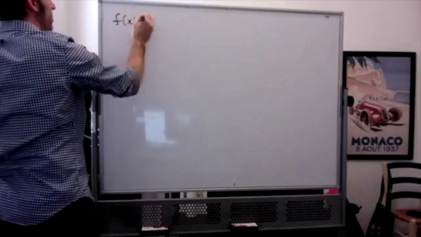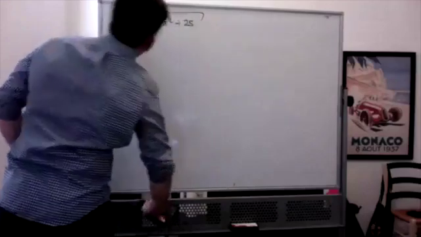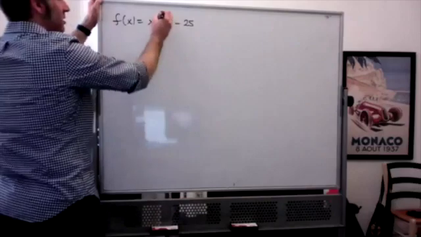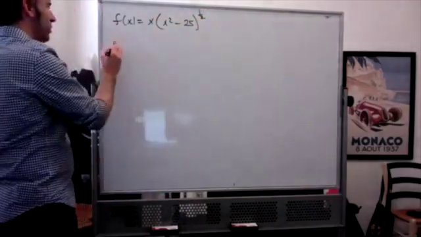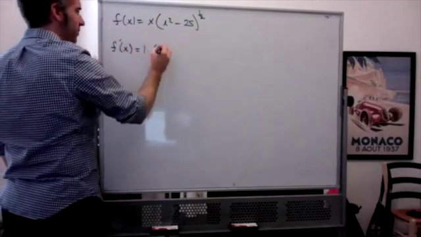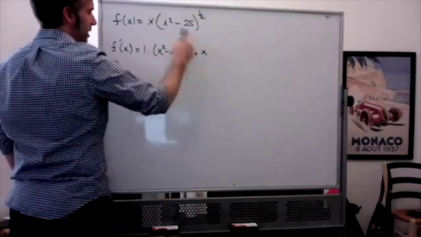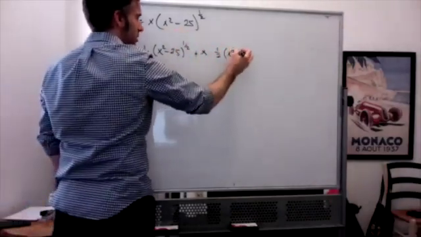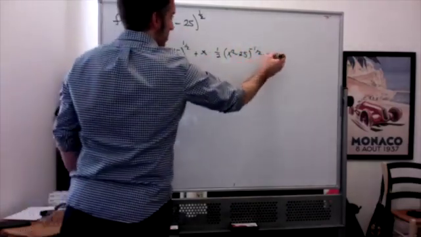Our function f of x equals x times the square root of x squared minus 25. First of all, it's going to be better if we write this as x squared minus 25 to the 1/2 power. That's just going to be easier to differentiate. Let's write it like that. So, taking the derivative, you can use the product rule. It's going to be 1 times the other part plus x times the derivative of this, which is going to be 1/2 times this inside part to the -1/2 power times the derivative of the inside part, which is 2x.